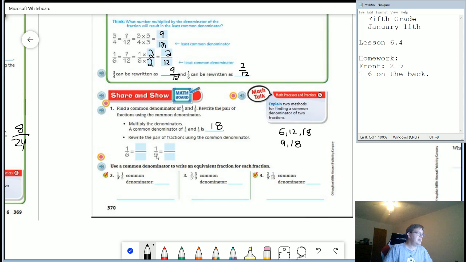And so I can do 9 times 2 to get to 18, which means I would do 1 times 2 is 2. And I can count by 6s 3 times. So I could do times 3 to get to 18.